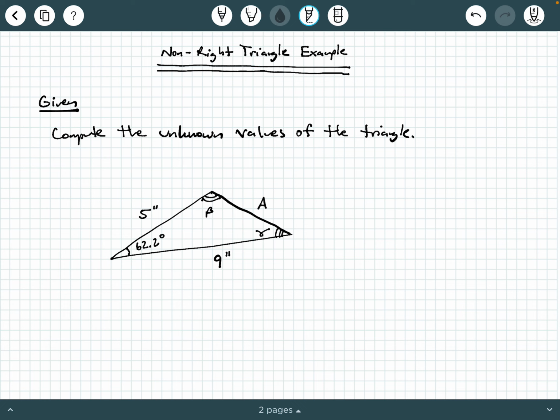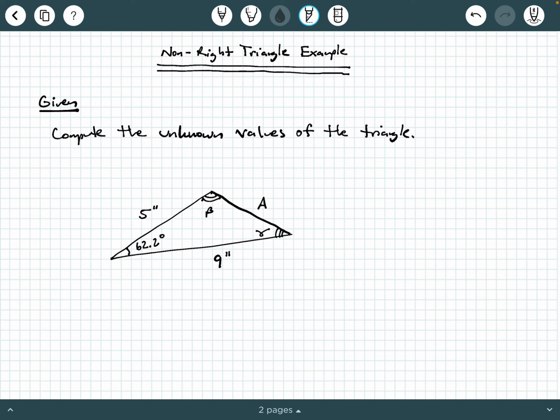In the given information, we're being asked to compute the unknown values of the triangle. And we're given this triangle here that is a non-right triangle, okay? And we're told that this interior angle here is 62.2 degrees. This interior angle here is beta, so that's one of the unknown values. This other interior angle here is gamma, that's another one of the unknown values.